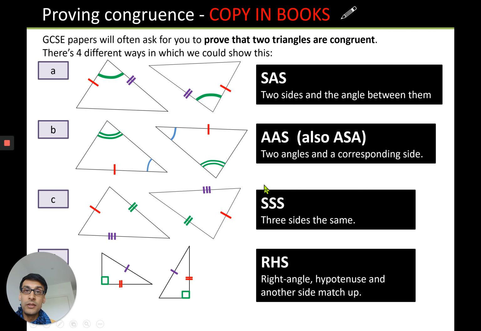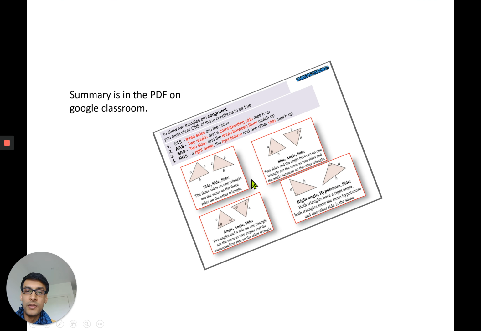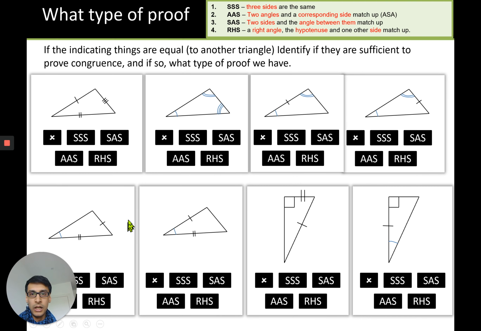Now, once you've copied this into your books, I'm going to show you an example. This is what I put as a PDF, so you can read that later when you're revising this. The question is, if the indicated things are equal to another triangle, identify if they are sufficient to prove congruence. For example here, if you have side, side, side, is that enough to show that the triangle is congruent? Yes, so that works. If you have three angles, is it enough to prove that they are congruent? No, it's not, because the triangle can be a different size. It can be similar, but not always congruent.